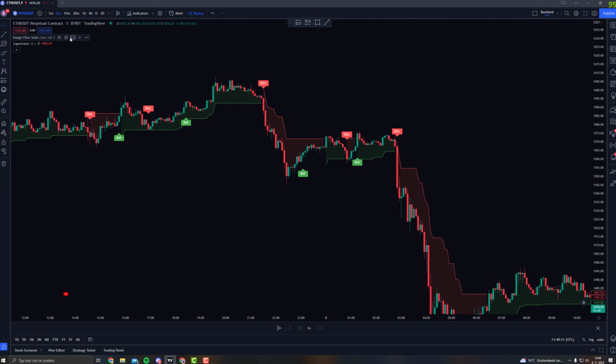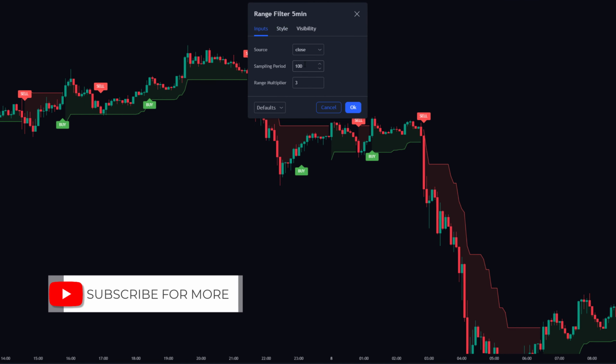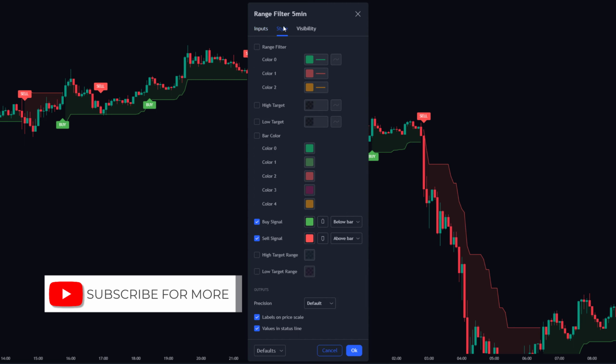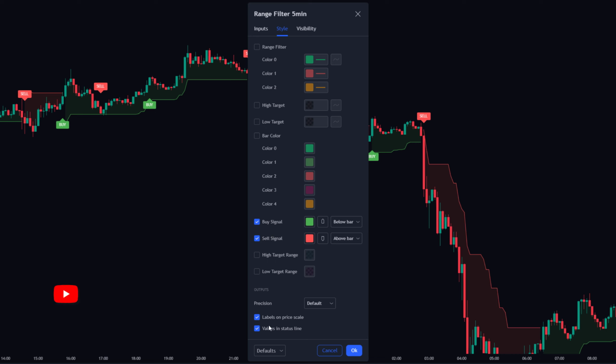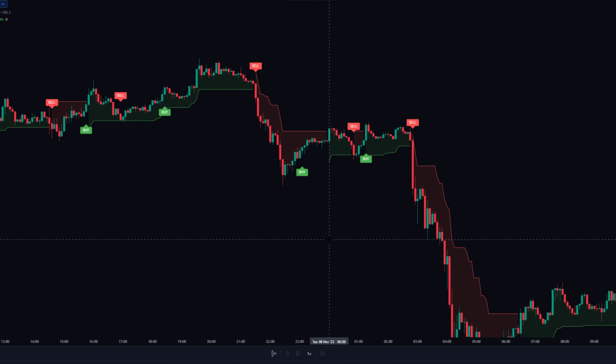And for the range filter 5 minutes, the inputs are all the same. Only for the sell I've turned off everything except the buy and sell signal, because we are going to use that one as our buy and sell signal.